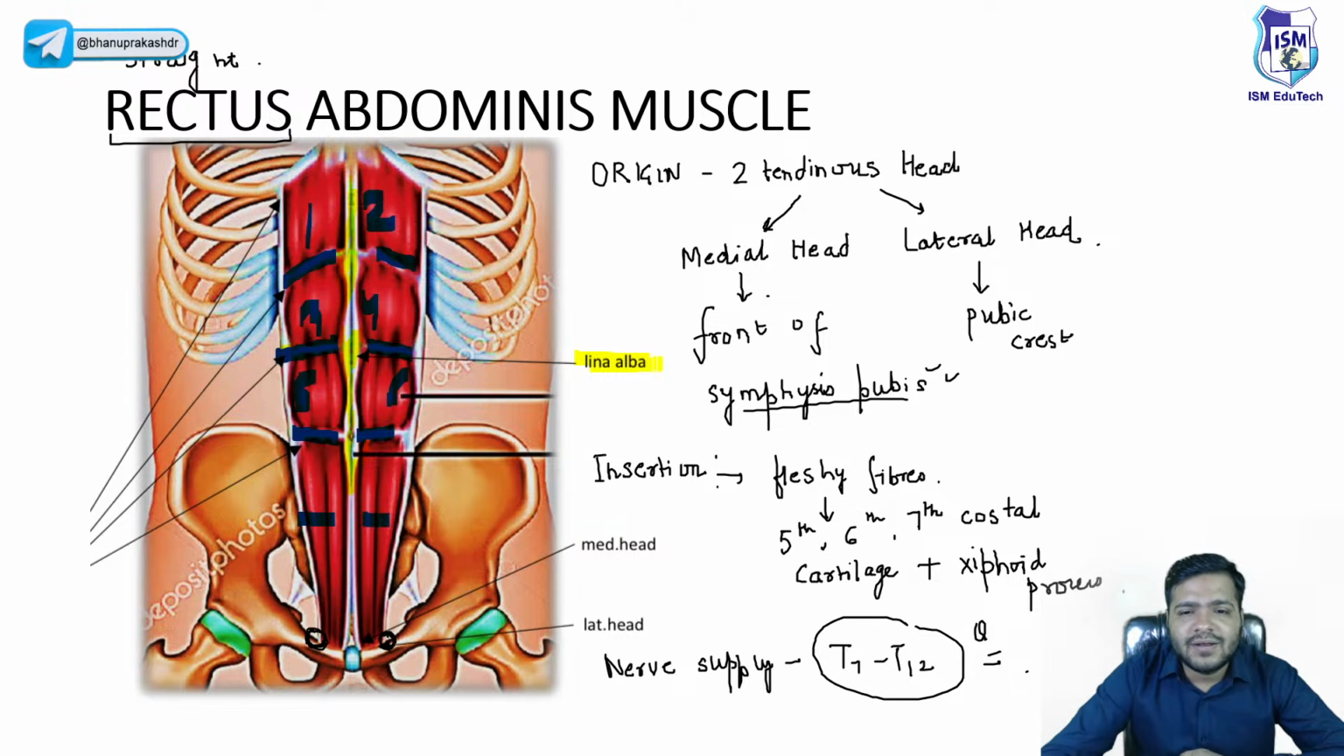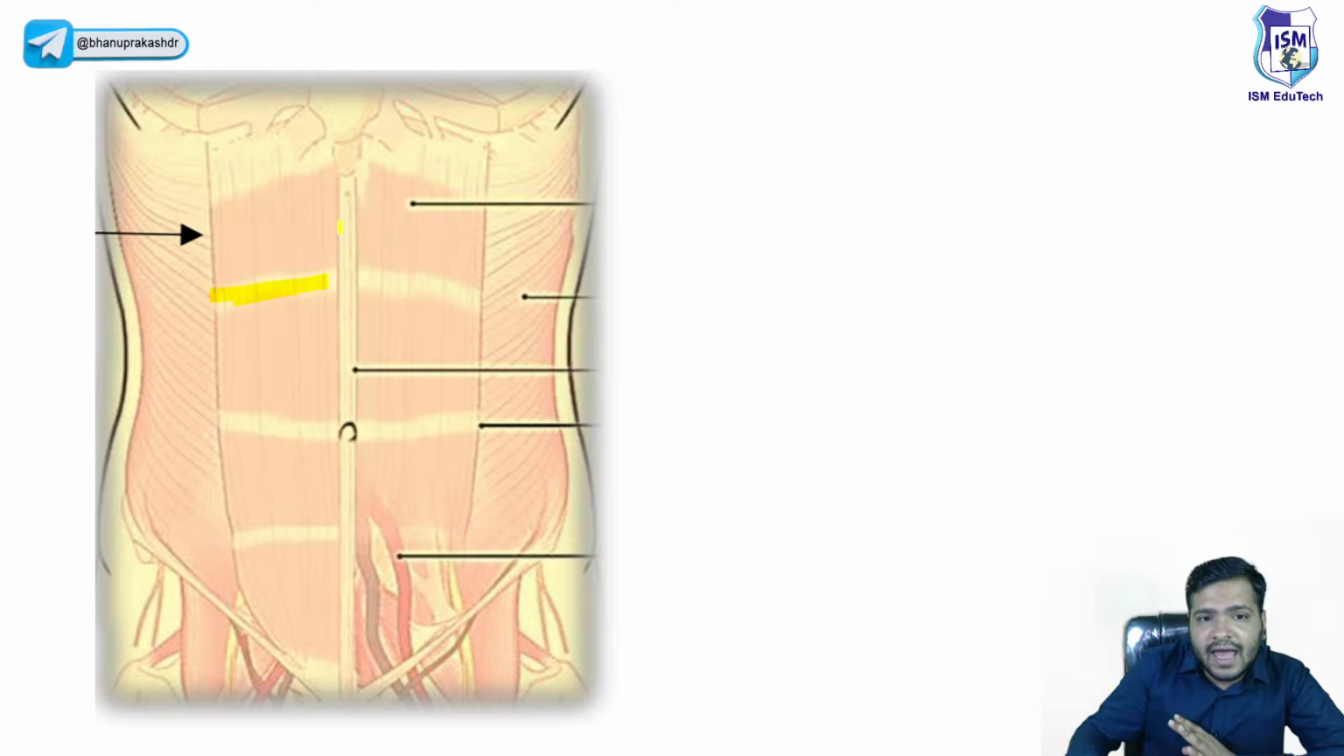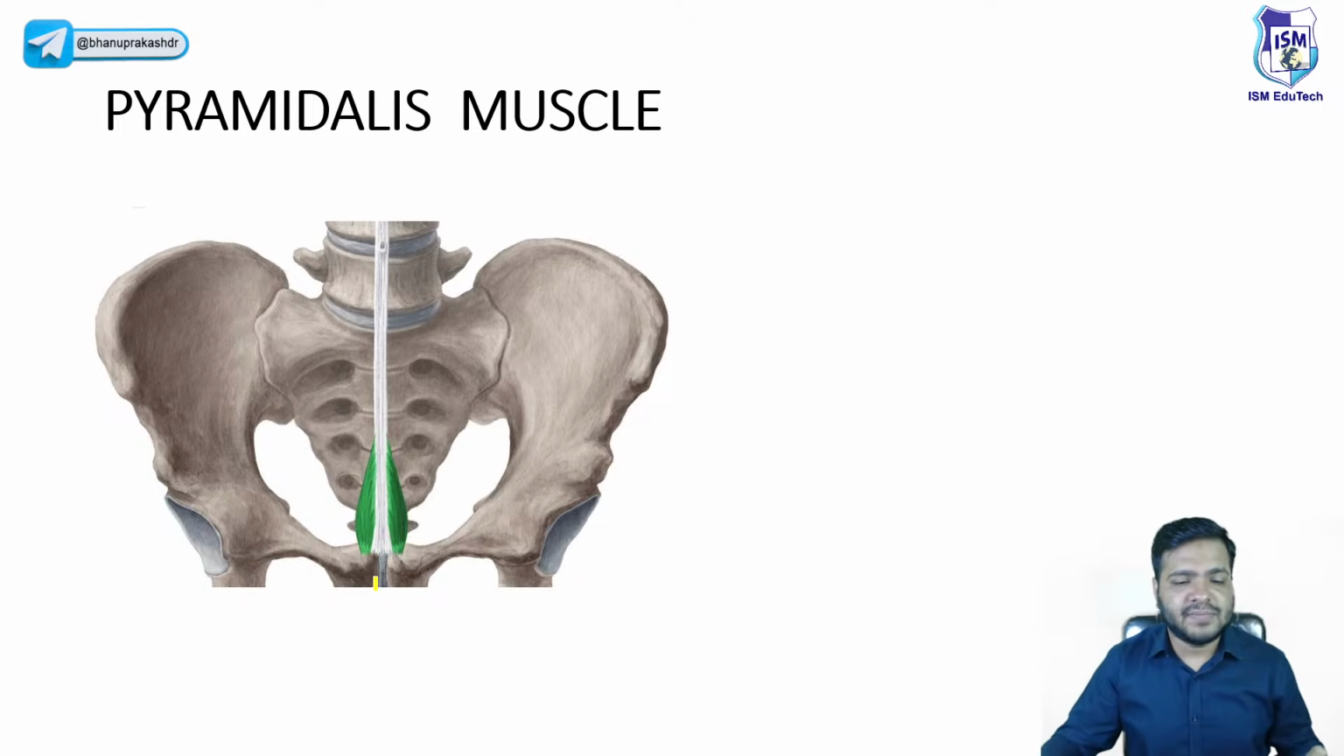So we have discussed the origin, insertion, and nerve supply for the rectus abdominis. You can easily see the tendinous intersections in between, and in between we have the white line. So coming on to the last one, that is the pyramidalis muscle.